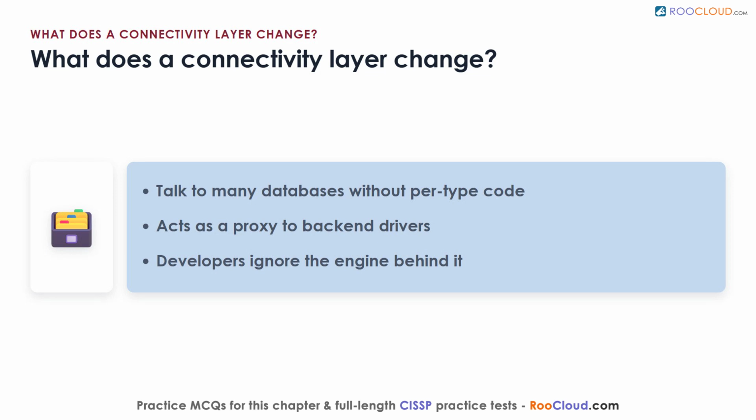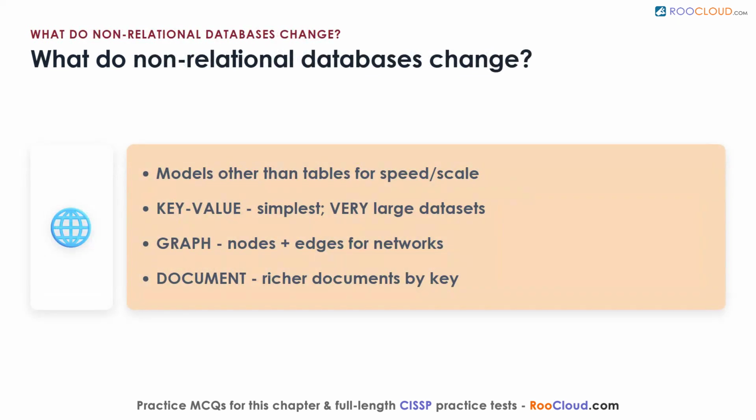What do non-relational databases change? As data grows and stops fitting neatly into tables, many organizations turn to non-relational databases, which use models other than the relational one. Three common types matter.